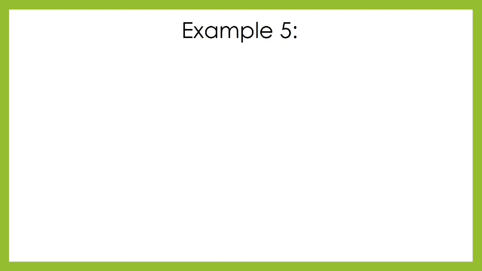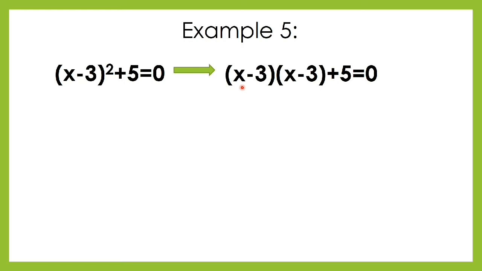Let us have example 5. Identify the values of A, B, and C of the square of x minus 3 plus 5 equals 0. To identify the values of A, B, and C, let's write this into standard form. This equation is the same as x minus 3 times x minus 3 plus 5 equals 0. The square of the quantity x minus 3 is equal to x minus 3 times x minus 3.